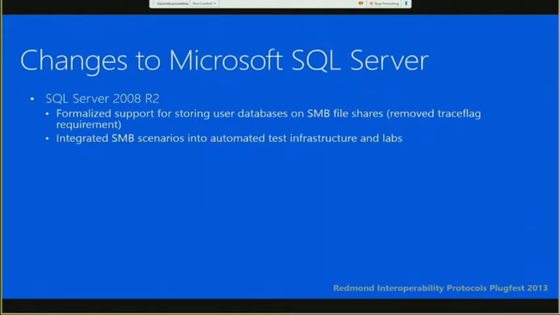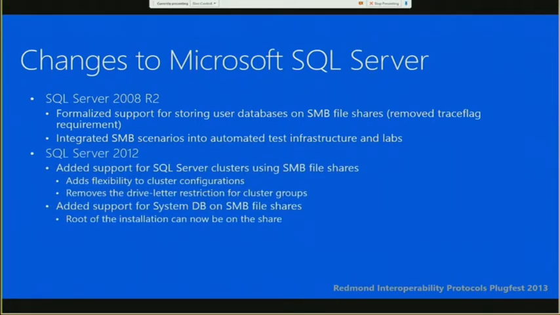You could do it before R2, but it required a trace flag and was not supported. So in 2008 R2, it was supported, limited to user databases. And we started adding SMB scenarios to our automated tests, so basically every nightly build gets run through the wringer here. And in SQL Server 2012, I'd say we added full support for SMB. So there's no limitations. You can actually have your system databases on a share.